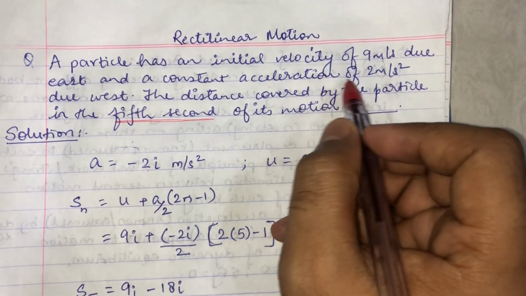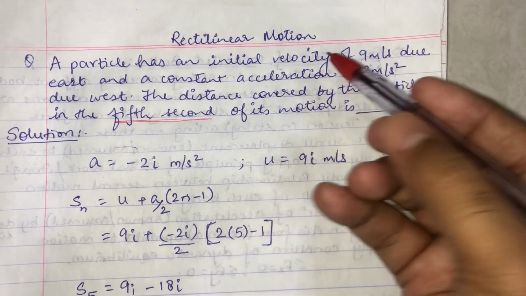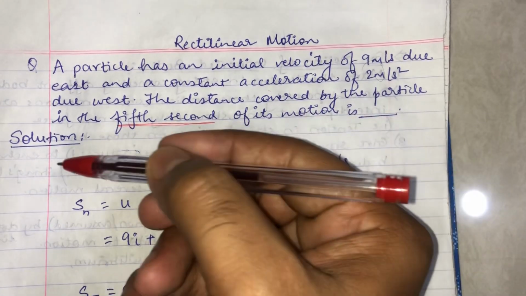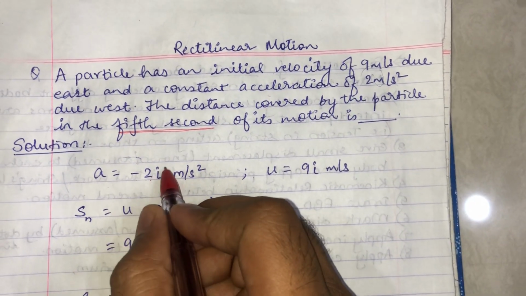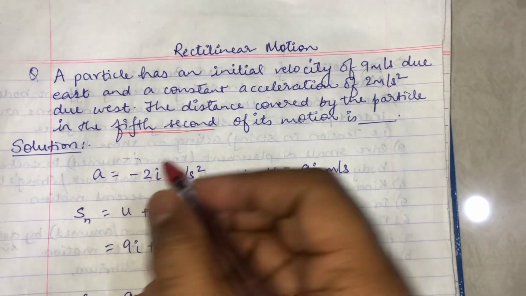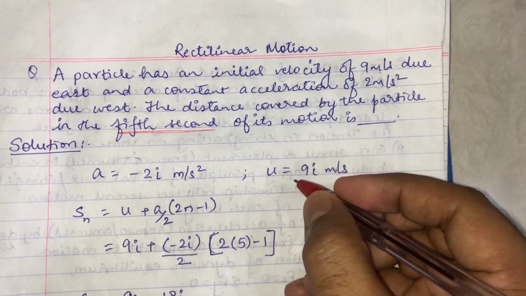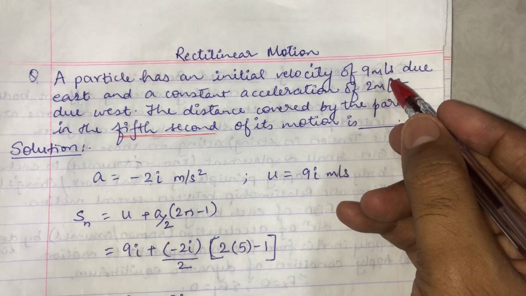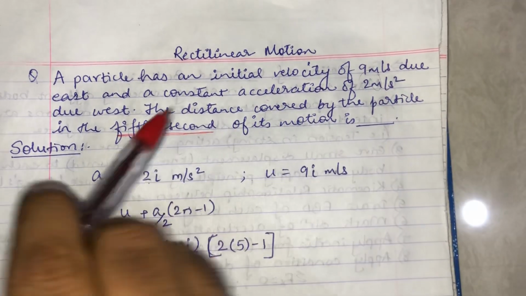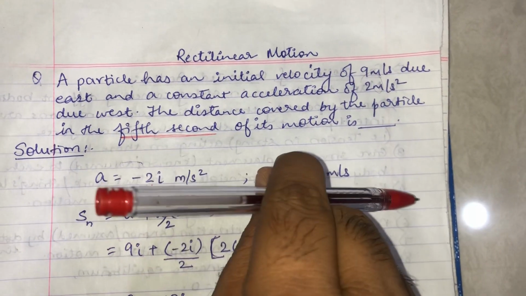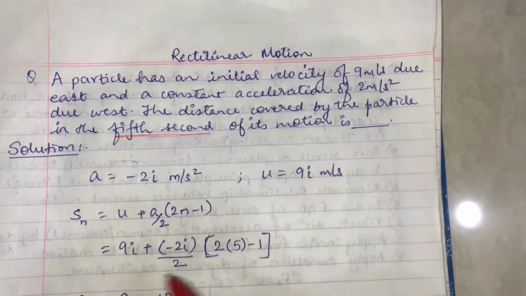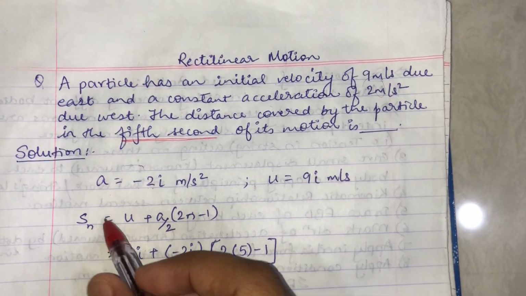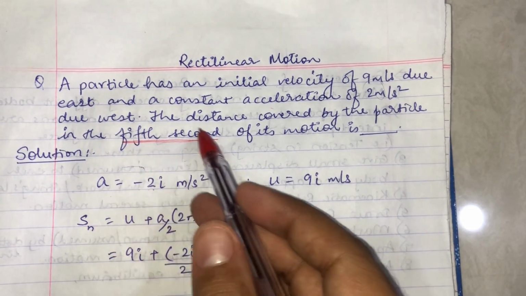As the constant acceleration is 2 meter per second square due west, this side, left side, so a is equal to minus 2 times i. Why i? Because it is along x-axis. Similarly, initial velocity of 9 meter per second due east means on the right side along x-axis, so 9i.